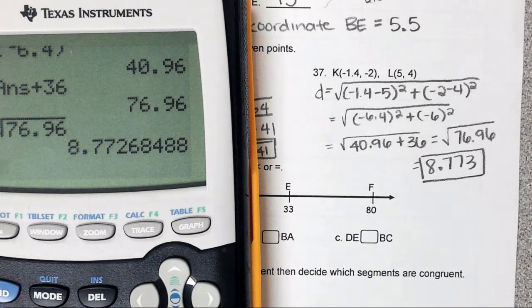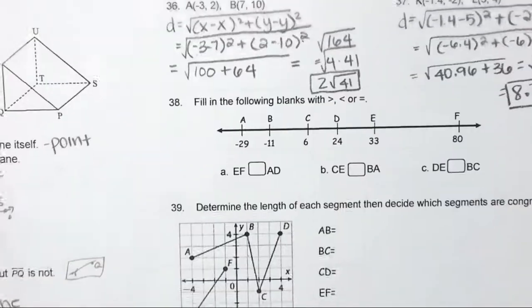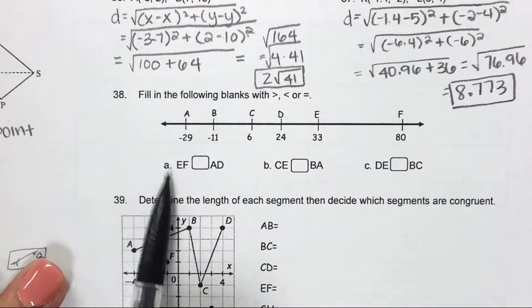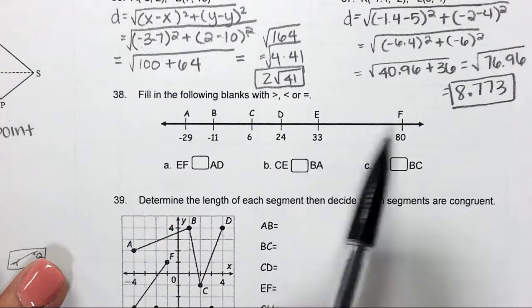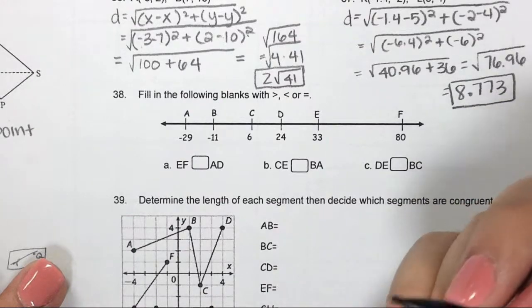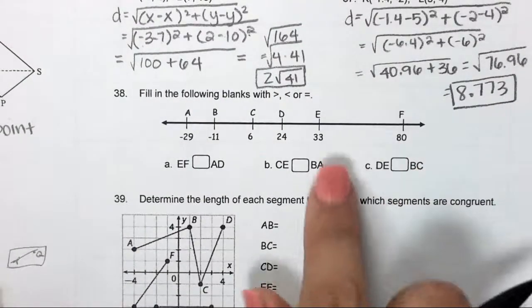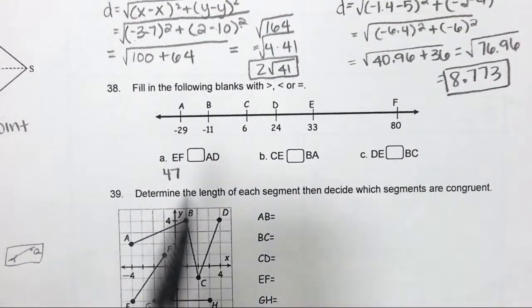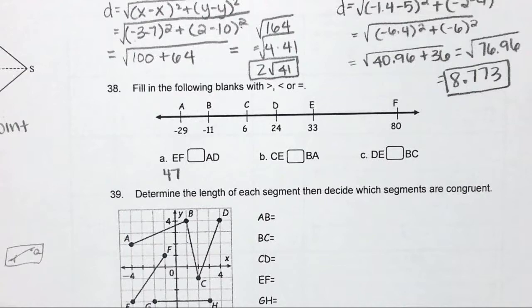Okay. Do I have any questions about that? Distance formula is okay? Y'all have quite a few of those on there. All right, next one. This is just, can you see which one's bigger or not? How big is E to F? How do you get from 33 to 80? Plus 47. How big is A to D? Negative 29 to 24. 53?